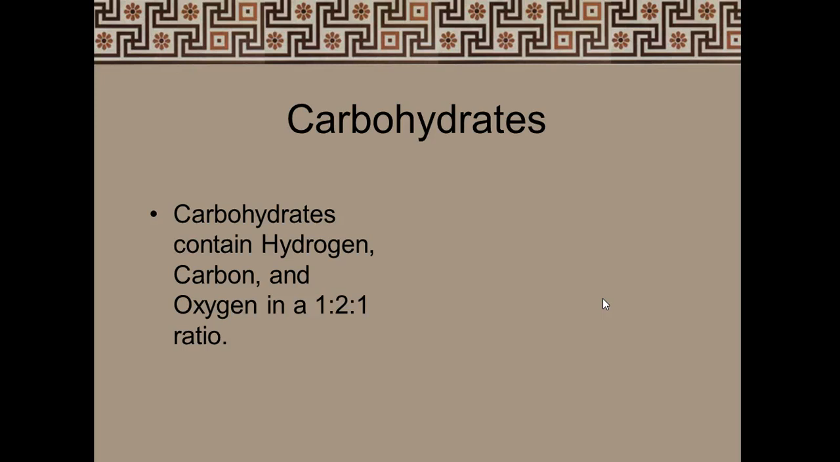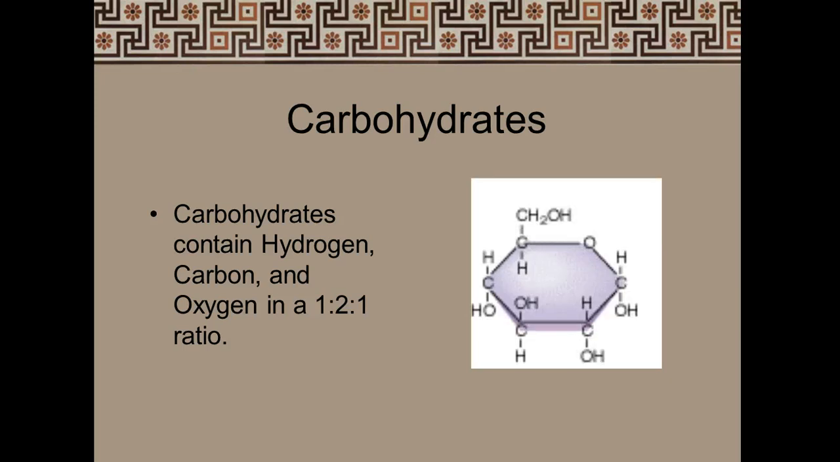And then carbohydrates contain the following elements. They contain hydrogen, carbon, and oxygen in a 1 to 2 to 1 ratio. Okay, so make sure you write that down because that's very important. We're not going to talk about it right now, but make sure you know that they contain it in a 1 to 2 to 1 ratio.